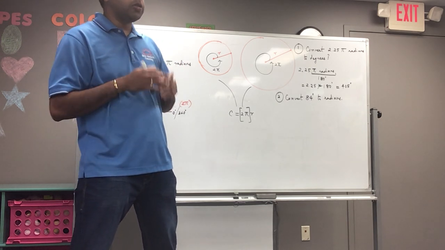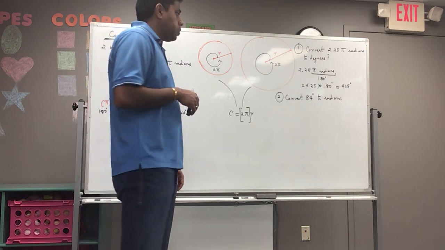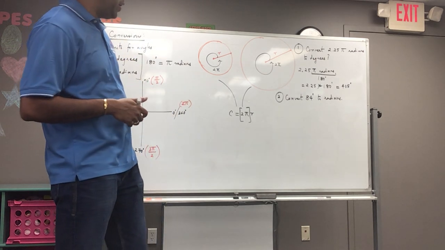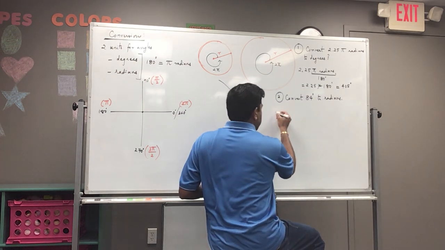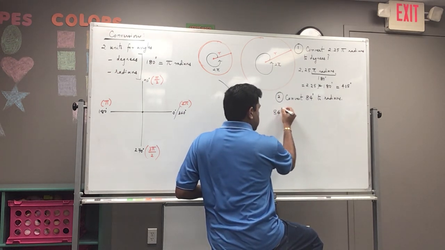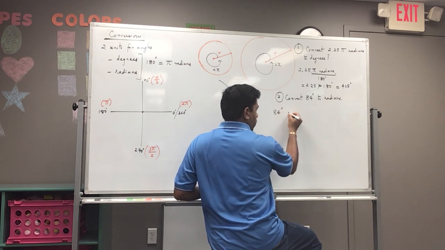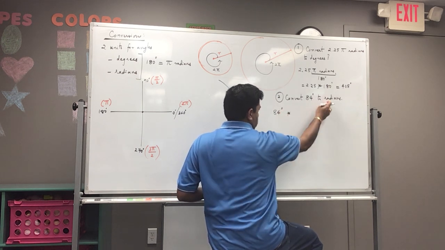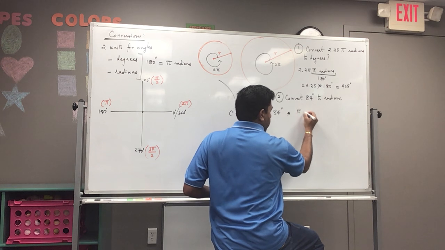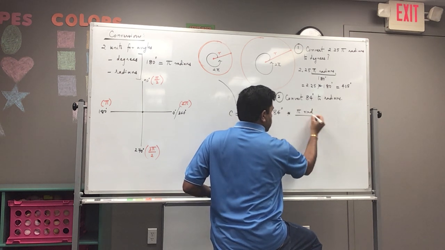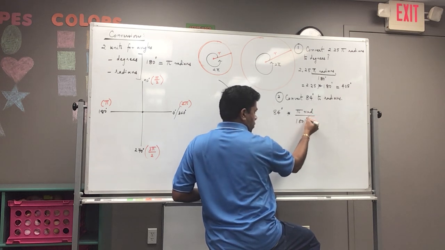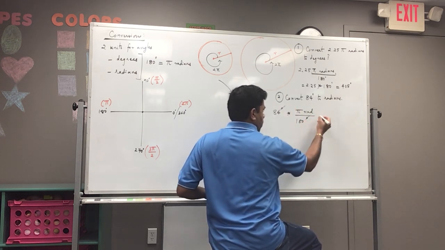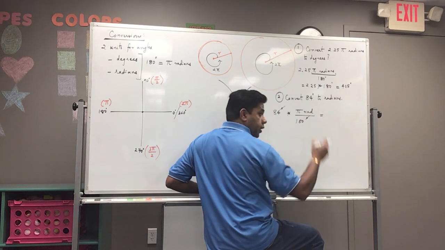So I want you to listen to this. 180 degrees is pi radians. So it's a simple direct conversion problem. So 84 degrees, this is degrees, and I'm multiplying with, to get to radians, pi radians over 180 degrees. As you know, the units have to cancel. And you get the answer, right?